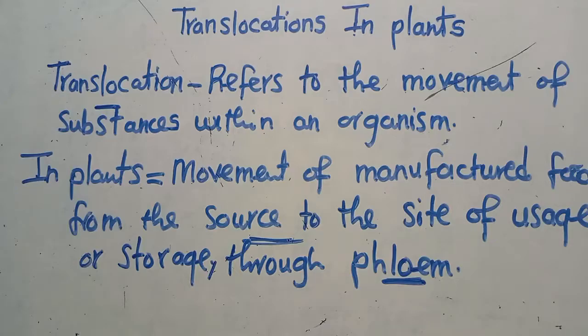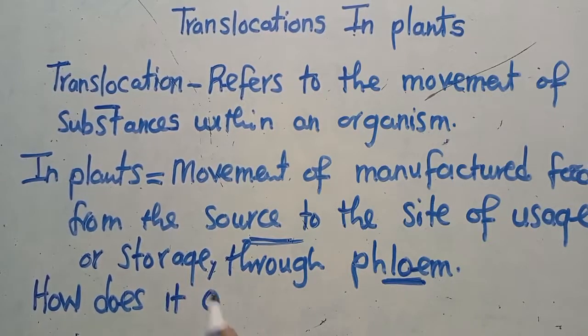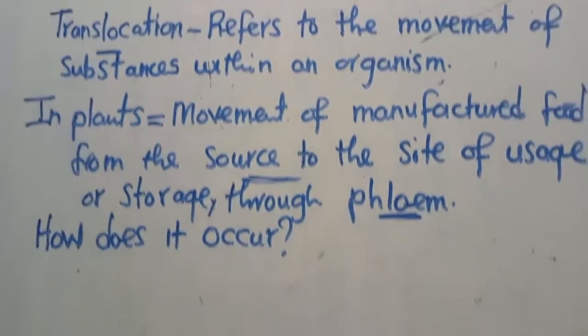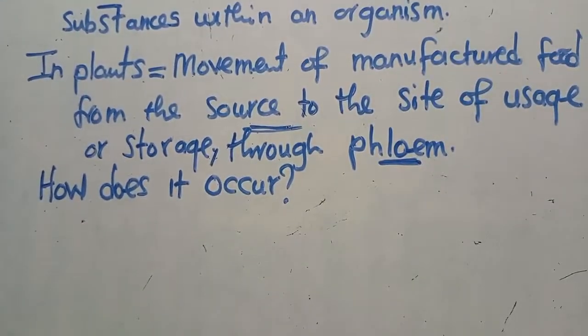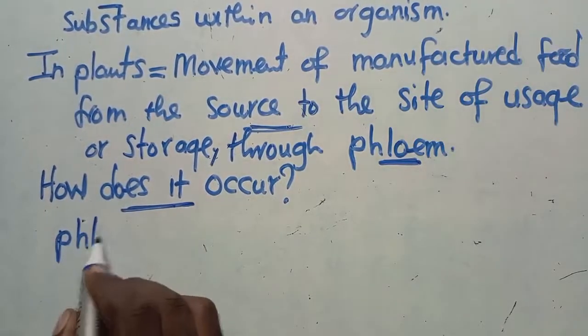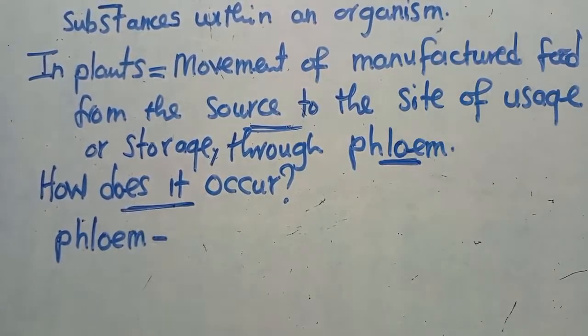This is the reason we need to understand how translocation occurs. If you get the question, how does translocation occur in plants? I guess we are moving together and you are able to write down these points. For translocation to occur, we need to have a phloem. This is the one part that is so important.